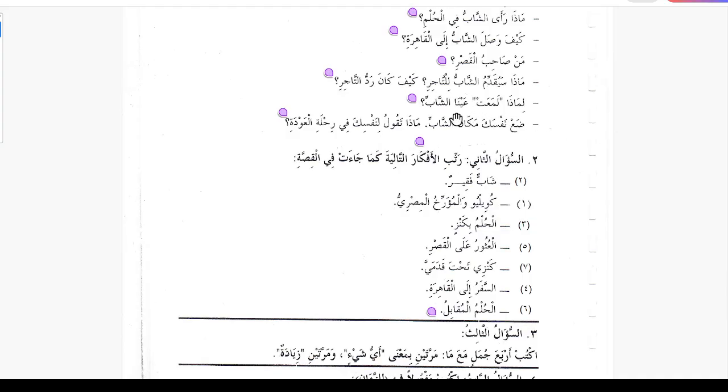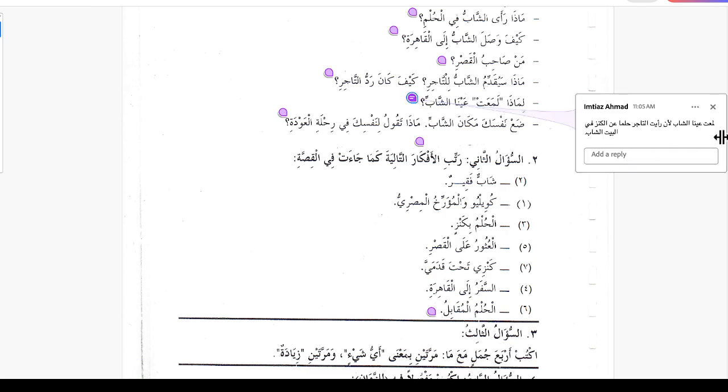Limaza lama'at aina shabi, why were the eyes of the young man sparkling or shining? Lamat aina shabi lianna raitu tajira hulman an kanzi fil baiti shabi. When the young man told him that he saw in the dream that there was a treasure in a house, that was the house of the young man. So when he heard that there was a treasure in his house, there was a shine in his eyes.